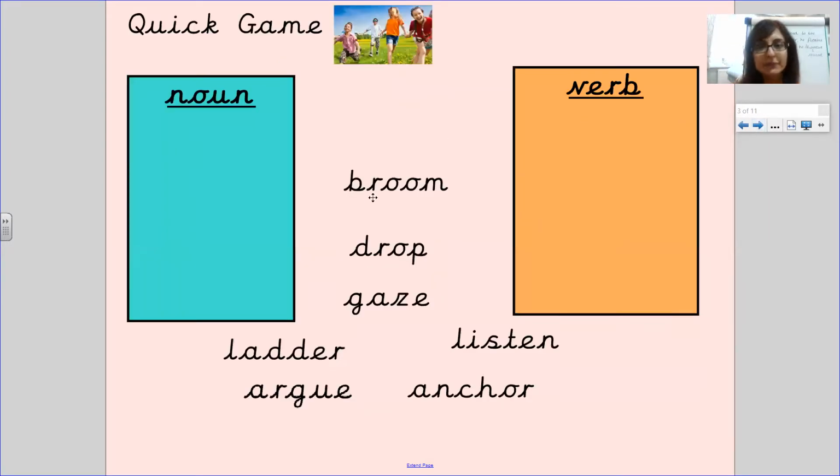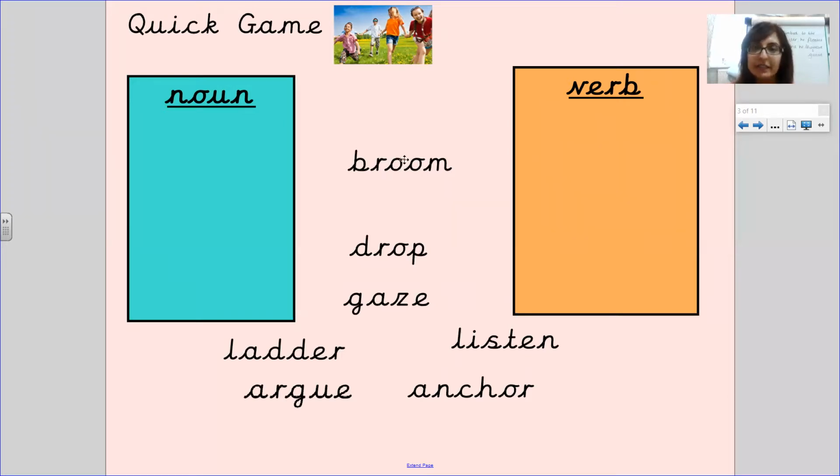Right, let's play a quick game. What have you noticed this morning? We've got nouns on the blue side, green side, and we've got verbs on the other. So a noun is a thing, an object you can see, you can touch it and you can feel it. And a verb is an action. So can you all stand up for me? Well done. And when I get the first word, which is broom, if you think it is a noun, you need to jump to the blue side. And if you think it's a verb, you need to jump onto the verb side.